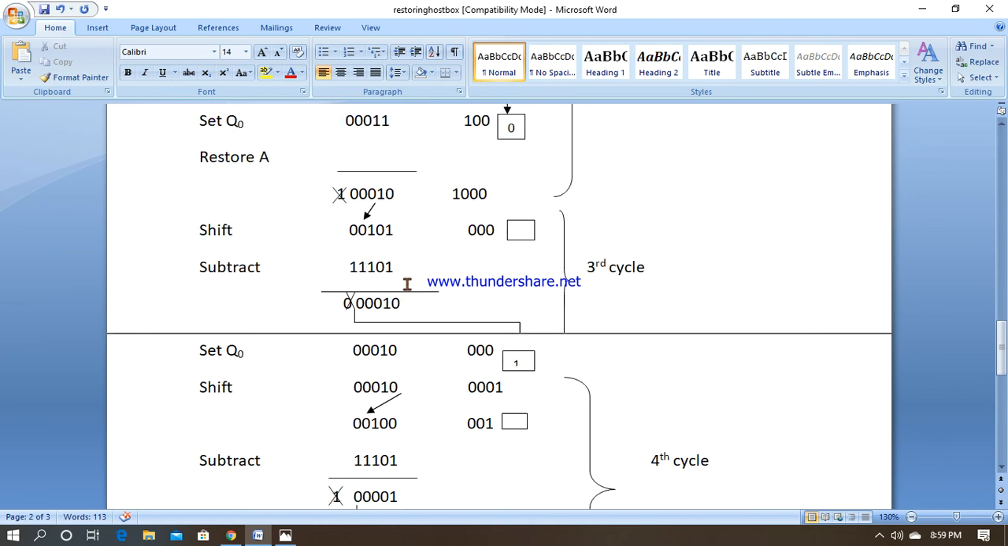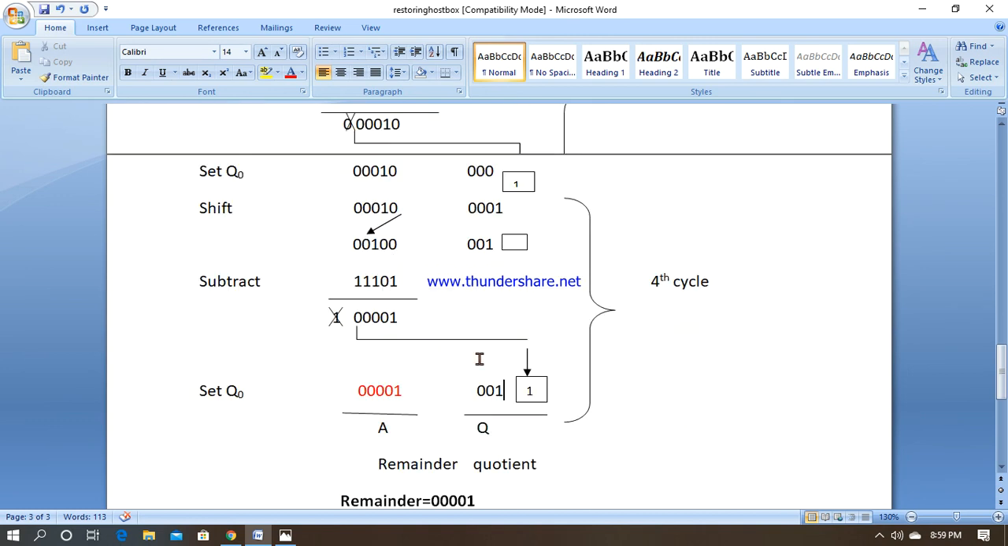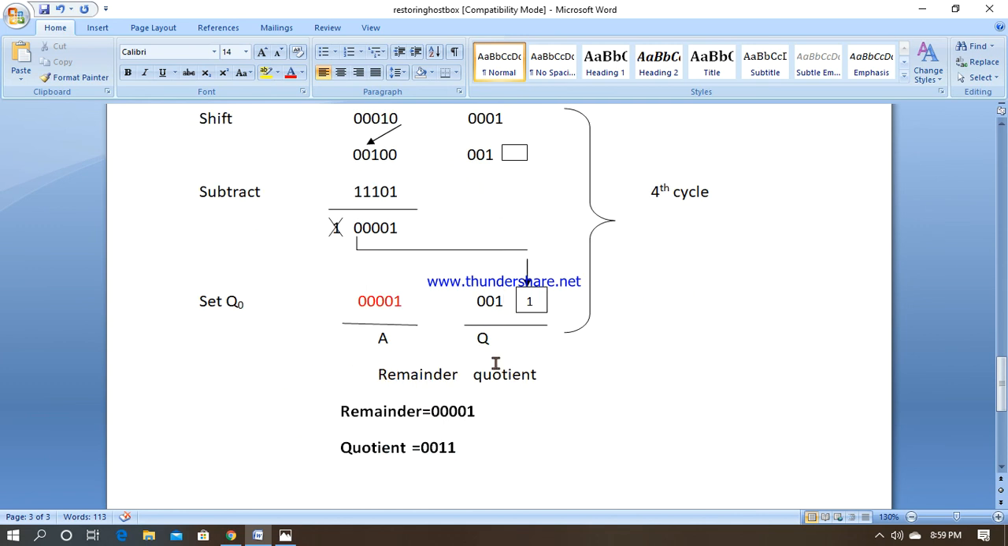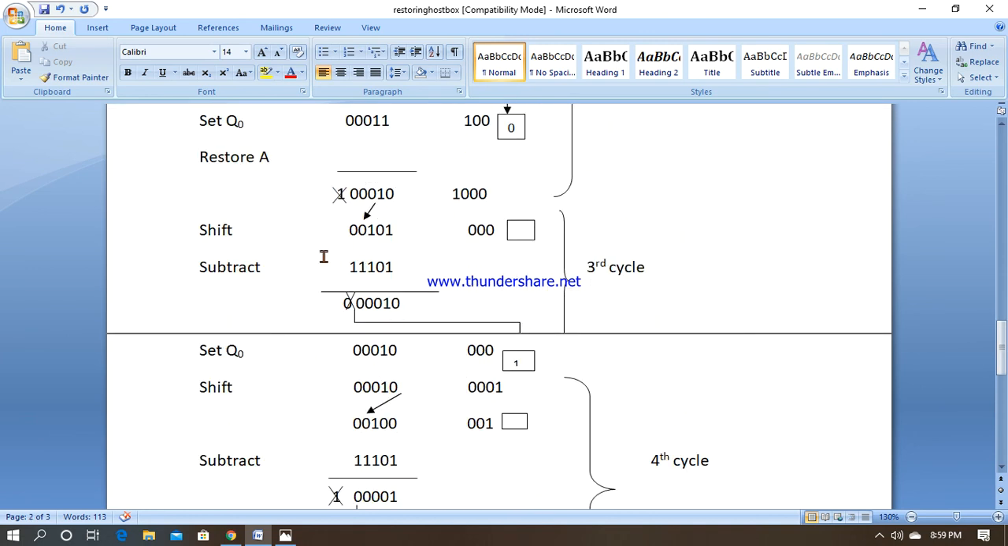And subtract, normal subtract, again set the Q value and again shift left, at last go for subtraction, and finally set the Q0 bit, and at last we have the final answer. Whatever is in the A accumulator, that is the remainder, and whatever is in the Q register, that is the quotient here. So these are the things you have to remember about the restoring division method, the restoring division algorithm in computer organization or architecture.